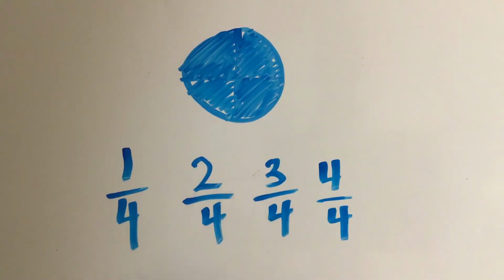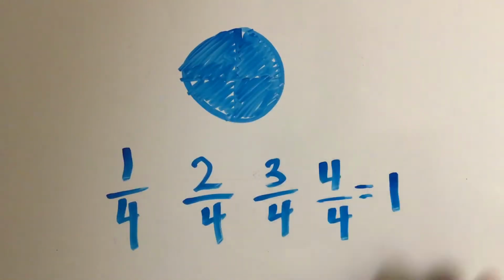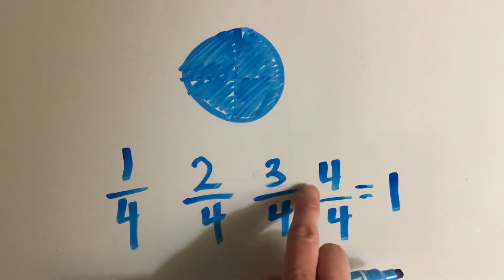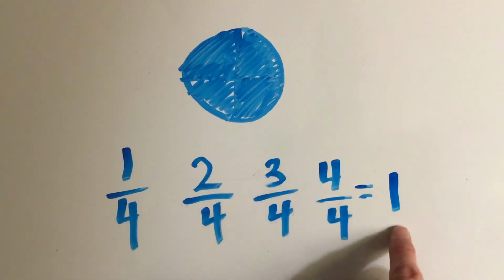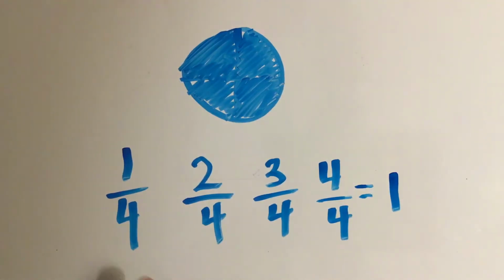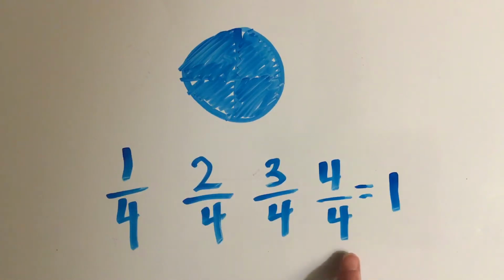Now, do you notice that 4/4 actually equals the whole shape? That equals 1. Once you get to the point where the numerator and the denominator are the same, that equals the whole shape, and that equals the number 1. Now I want you to take a look as we count on: 1/4, 2/4, 3/4, 4/4. What do you notice stays the same the entire time as you're counting on? If you said that the denominator stays the same, you are correct.